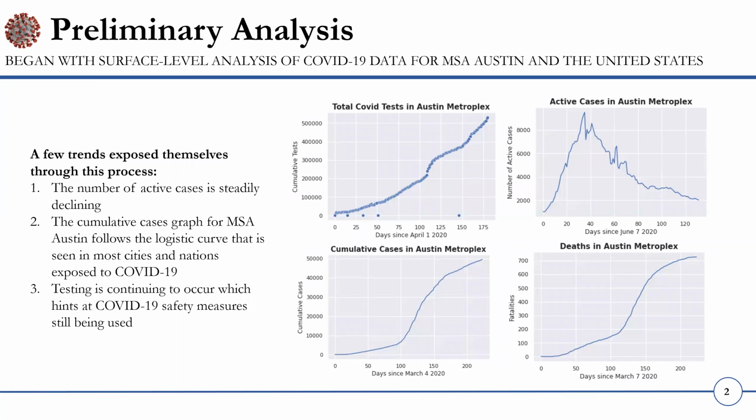Now, moving on into our data analysis, we first started out by doing some surface level analysis using raw data from the Texas Department of Health to visualize general trends. The graphs on the slide show total COVID tests over time, the cases over time, and deaths over time. And from these graphs, there are a few notable trends that we have observed. We first observed that the number of active cases is steadily declining, and we also observed that the cumulative cases, looking at the graph for the MSA, Austin follows the logistic curve that is seen in most cities and nations exposed to COVID-19.